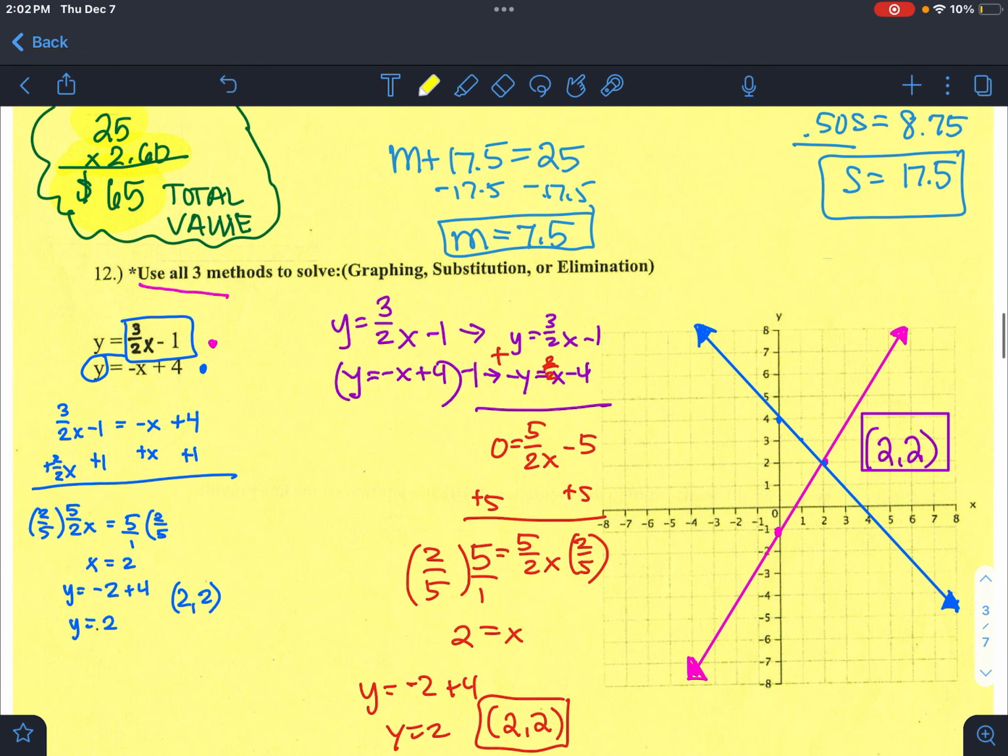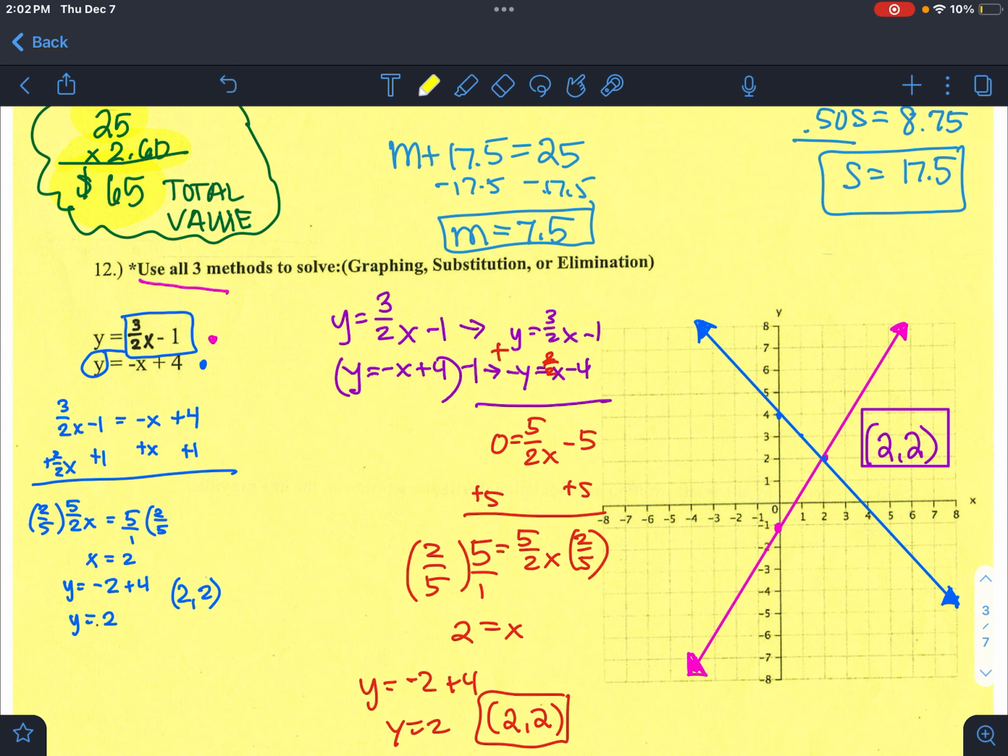On number 12, I first solved by graphing. I chose to solve by graphing first. And when I graphed, I used pink for one equation, and I used blue for the other, and I see the one shared solution is 2, 2. Then I chose to solve using substitution because I know that y equals y.